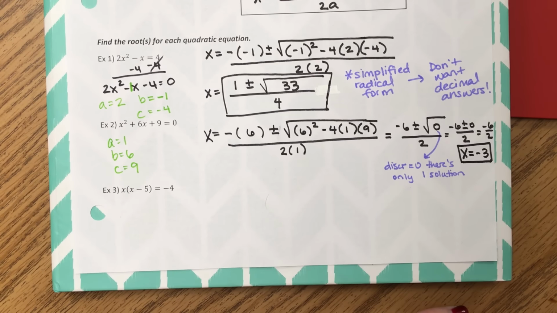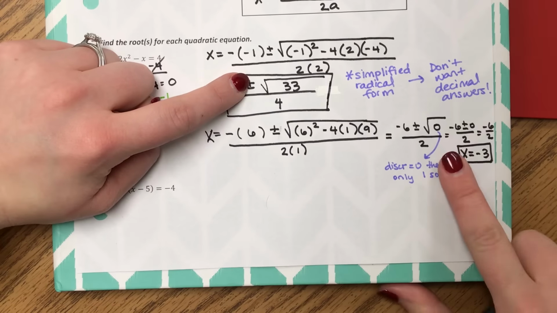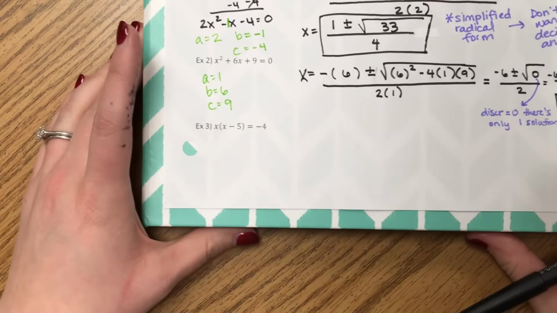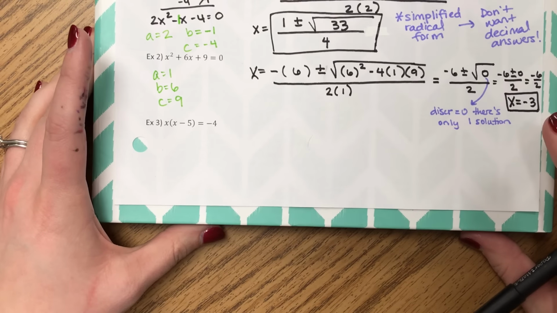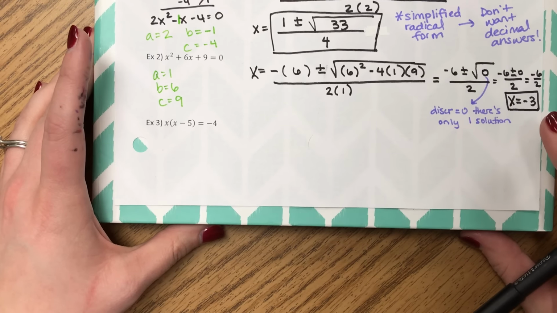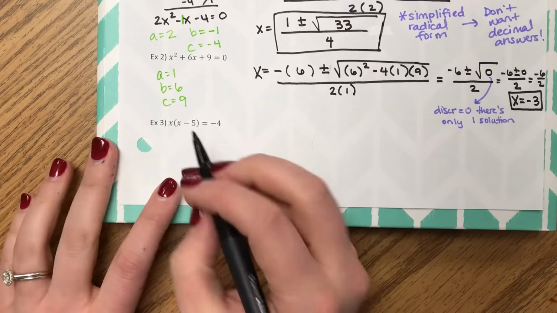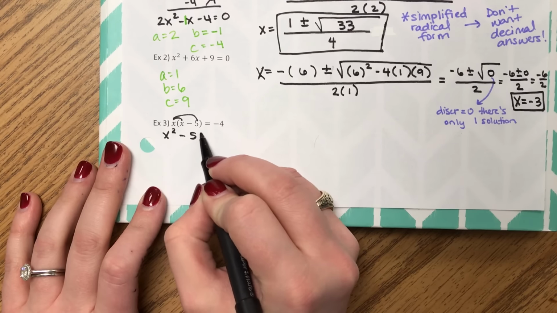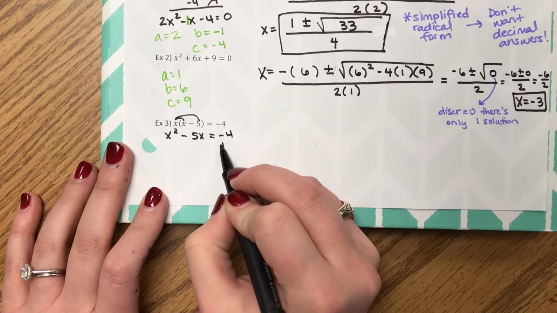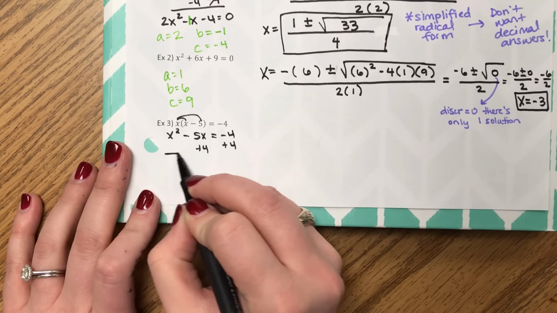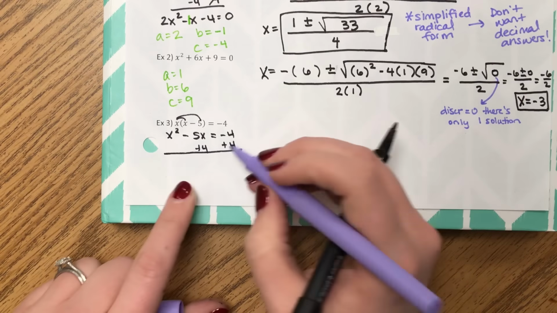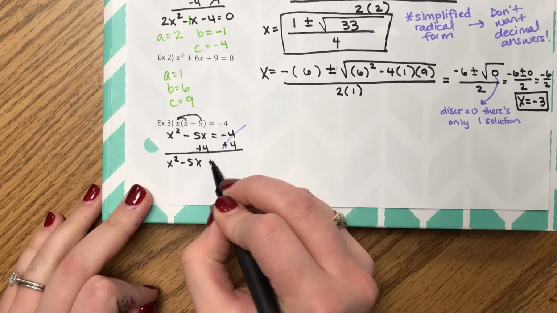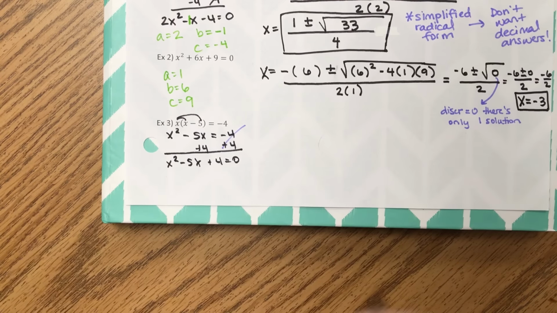Okay? So we had a 2 solution and a 1 solution so far. We're going to do one more. This one does have a kind of a weird format. I did that just for some fun practice. It has to be in standard form, so make sure you distribute. That'll be x squared minus 5x equals negative 4, and then you also have to add that 4 over. So we've got x squared minus 5x plus 4 equals 0.